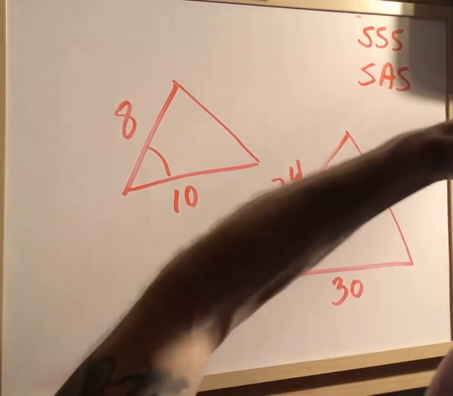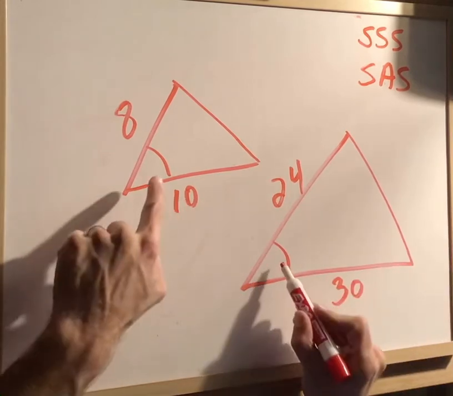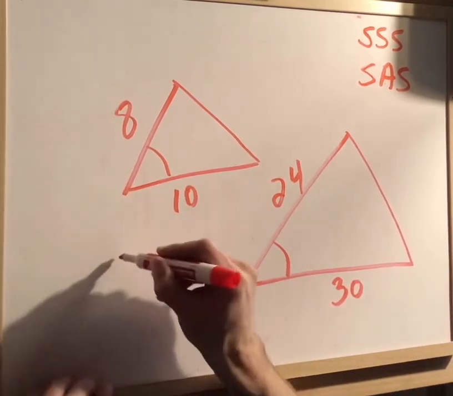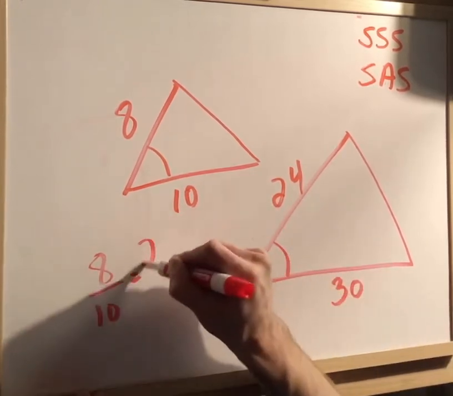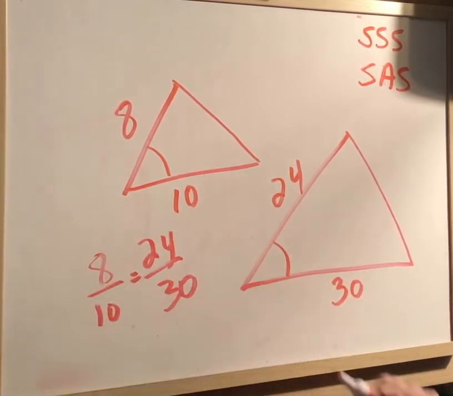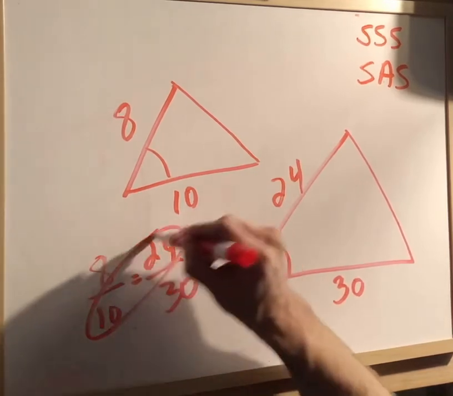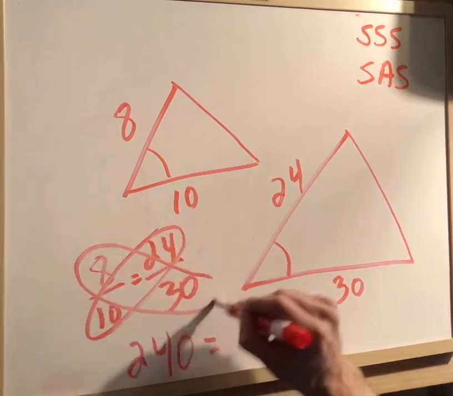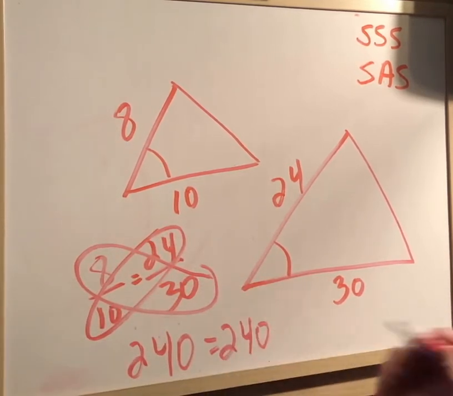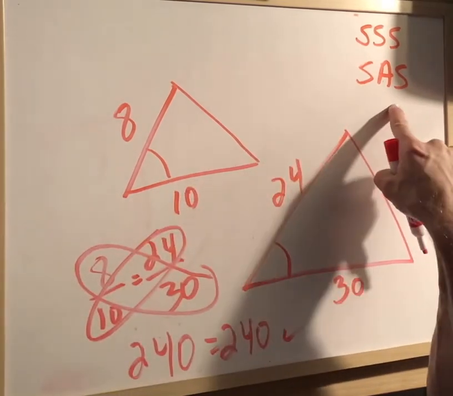If you have 2 sides coming down and the point where they meet, that vertex angle is congruent on both of them, and if 8 over 10 is in fact equal to 24 over 30, and they have an included angle, that means they're similar from side, angle, side. So look, 10 times 24 is 240. Does that equal 8 times 30, which is also 240? Yeah, they equal each other. So these two are similar because of side, angle, side.